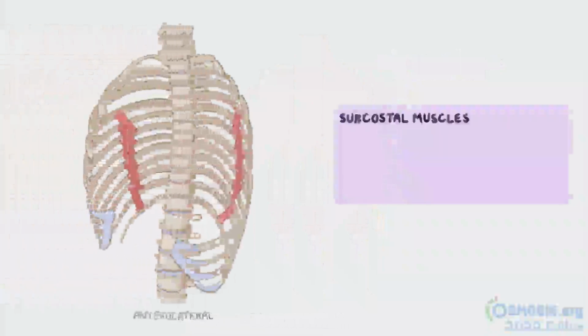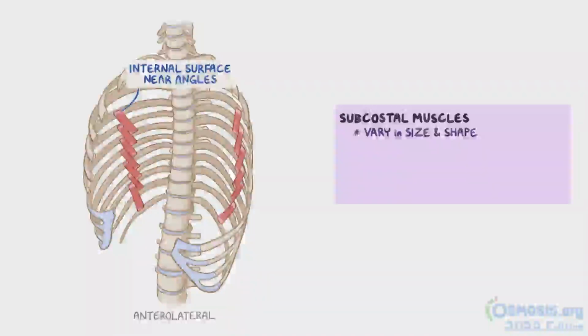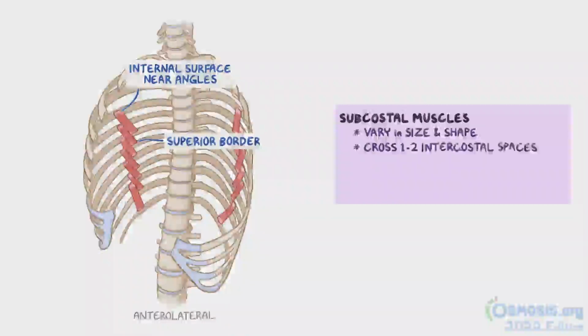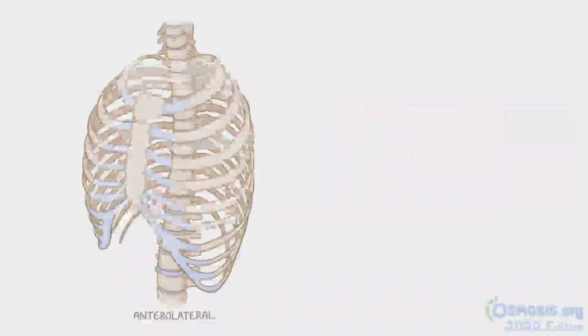Other muscles in the thoracic wall include the subcostal muscles. They are usually well developed only in the lower thoracic wall, and they vary in size and shape. Proximally, they attach to the internal surface of lower ribs near their angles, and distally, they attach at the superior border of the second or third ribs below. This means that these muscles actually cross one or two intercostal spaces. The subcostal muscles run in the same direction as the internal intercostals, and are thought to act in the same way as the internal intercostals.